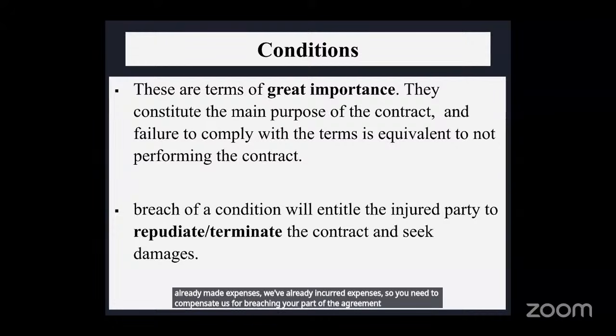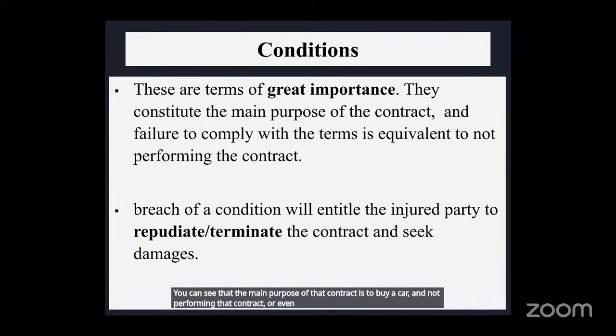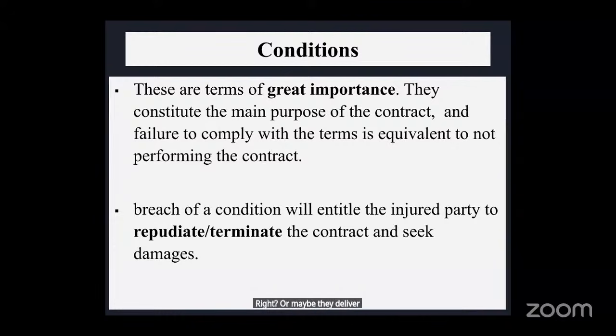Another example is if you try to enter into a contract to buy a car, and instead of a car being delivered, a bicycle is delivered or a keke is delivered. You can see that the main purpose of that contract is to buy a car, and not performing that contract, or even maybe they didn't even deliver anything at all, right? Or maybe they deliver something that was supposed to be a car but doesn't move.